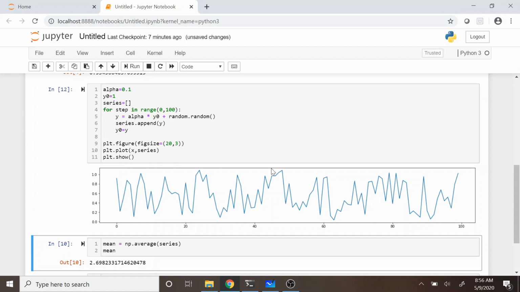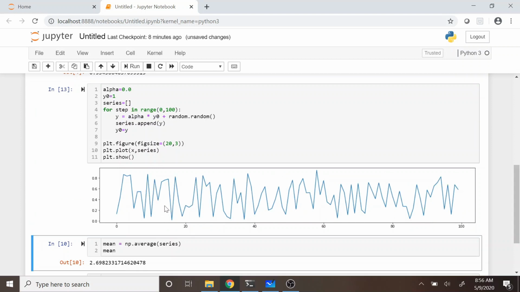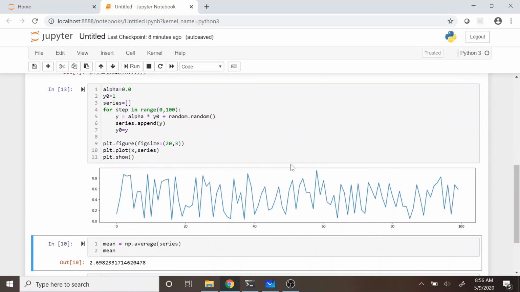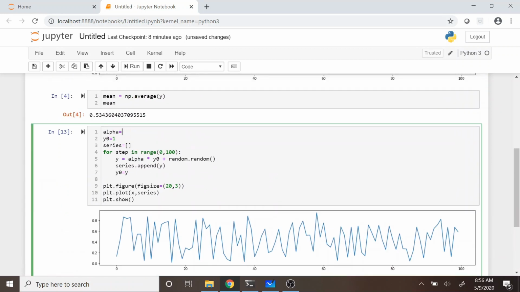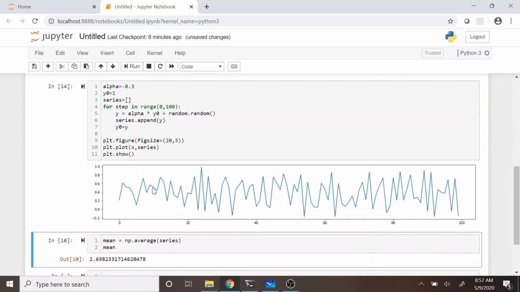The closer to 0 it is, the more random it is, because if alpha is 0, this equation, if you see, is truly a random number. So if I make it 0, the curve that I will get will be no different from the previous curve that we got using the random numbers. And we can actually use a negative value also, so if I do minus 0.3, I will still get a stationary series.